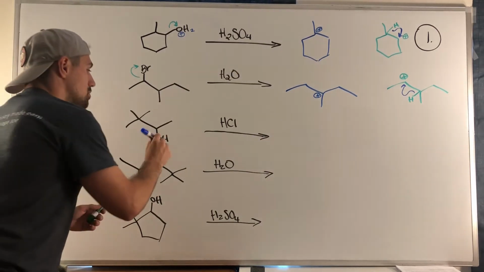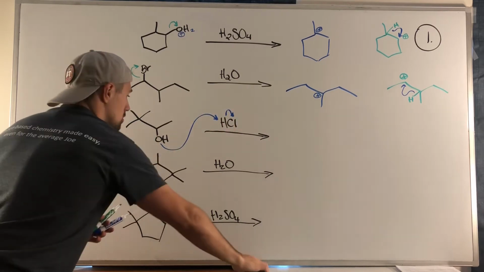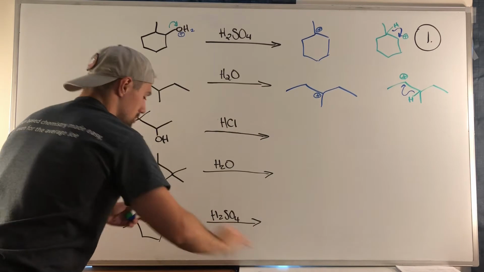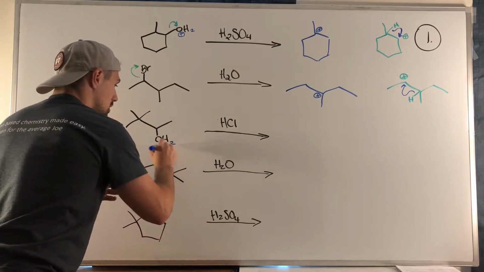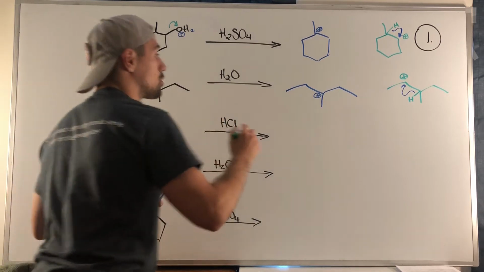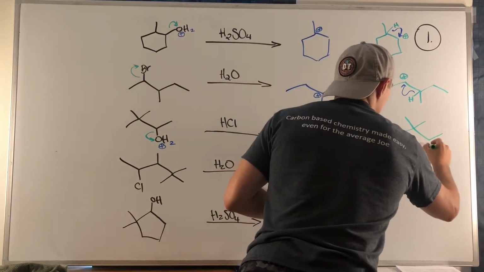Now to here. Remember, this is a situation where this will get protonated by HCl, so we end up with OH2+. I'm going to erase those arrows. This will leave through solvolysis. The initial carbocation we make is this right here.